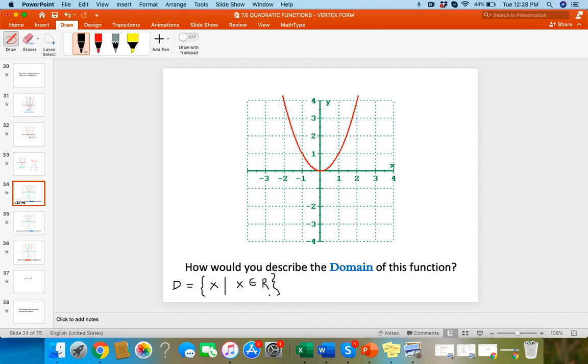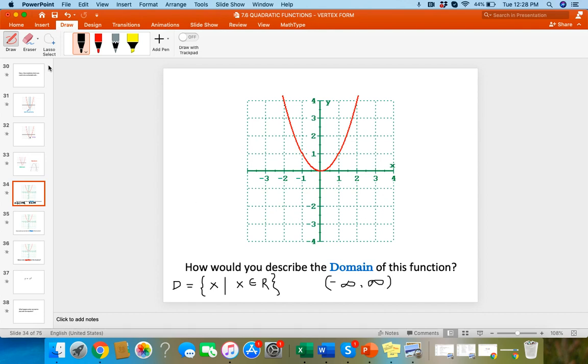Now we can also use something called interval notation, which shows how the function sort of spans the interval of space across the x-axis. And what we use is we say that it starts at -infinity and it keeps on going all the way to infinity. So we say that its domain is from -infinity to infinity, meaning everywhere.